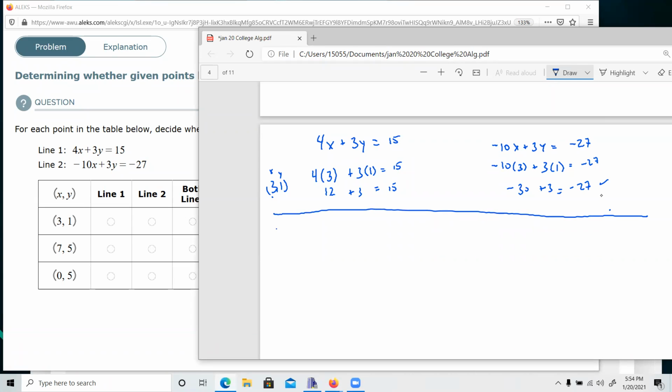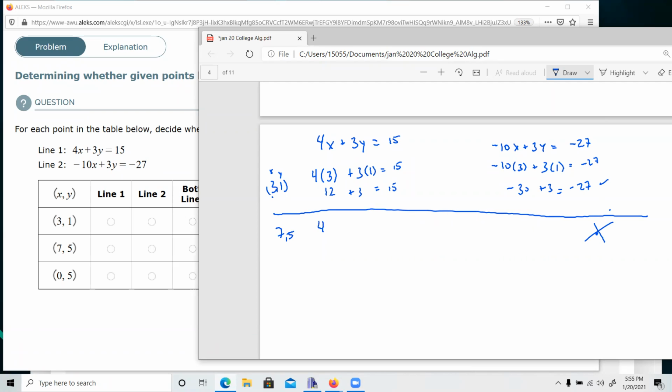What about the next point? That's 7, 5. Now, one can't lie on both lines because two lines are going to intersect in one point. They're not going to loop around and intersect in 2 points. Well, unless it's the same line, but I think these guys have different slopes. Yeah, they have different slopes.